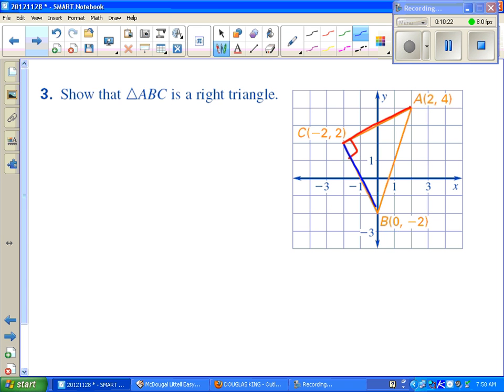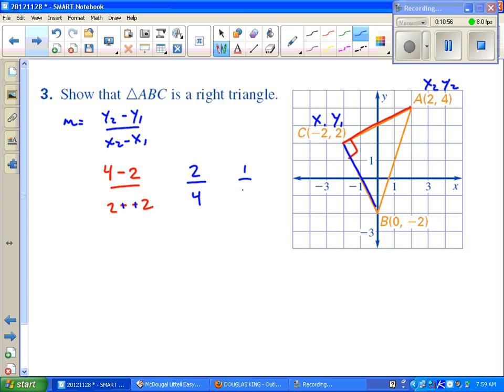So to find our slope of AC, we'll call this x sub 1, y sub 1, and x sub 2, y sub 2. Still the same formula for slope, the change of y over the change of x. So y sub 2 is 4 minus y sub 1, which is 2, over x sub 2, which is 2, minus x sub 1, which is a negative 2. Minus a negative means plus. 4 minus 2 is 2. 2 plus 2 is 4. So our slope is going to be 1/2 because 2 goes into both of those. So the slope of AC is 1/2.